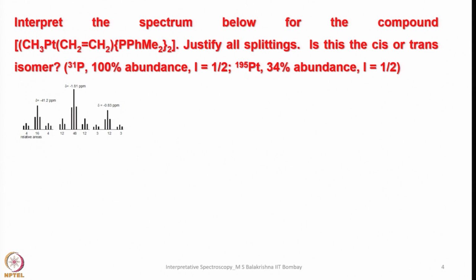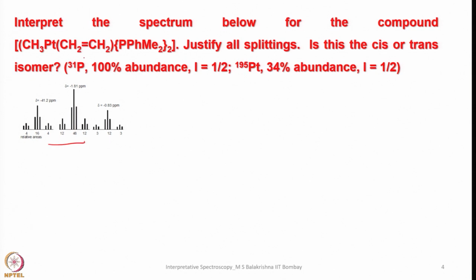The data given is 31P, 100% abundance, I equals half. And of course, 195 platinum is NMR active with I equals half, and 34% abundance. And then 196 platinum is 66% and it is NMR inactive, I equals 0. With this information, note that information is not given about which spectrum is shown here. So, by looking into the spectrum and also by writing all possible isomers for this compound, we should decide whether it is cis or trans, and which NMR this spectrum represents.